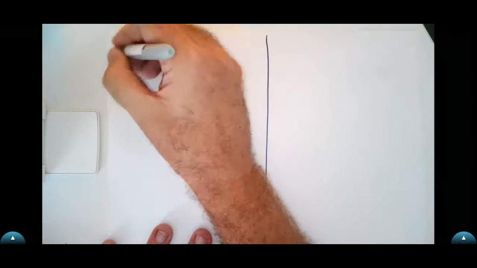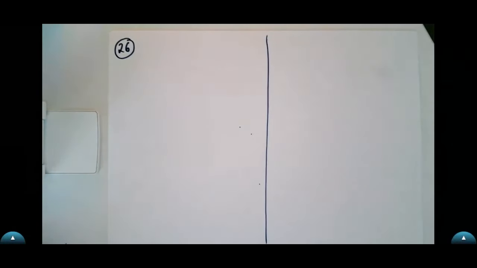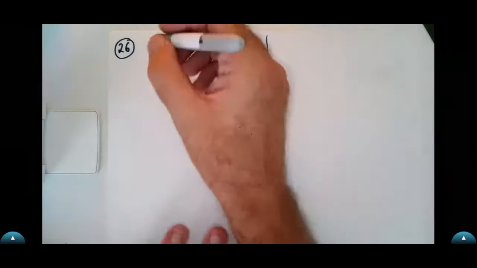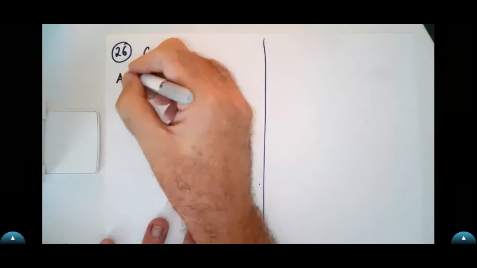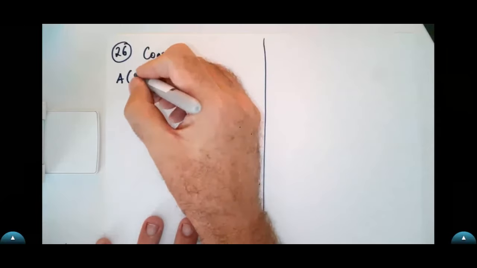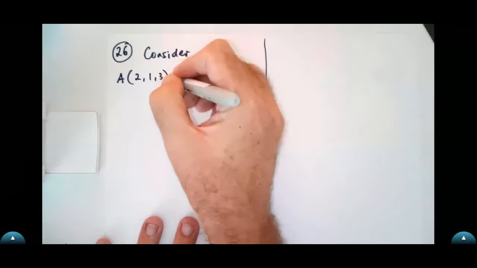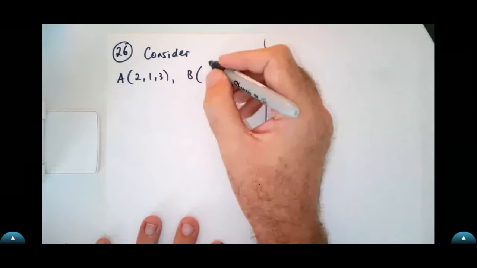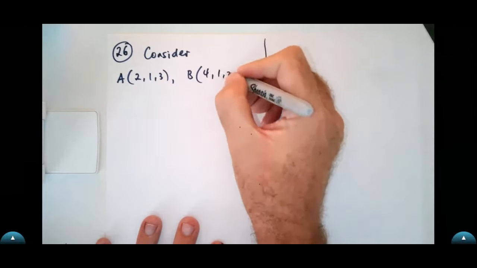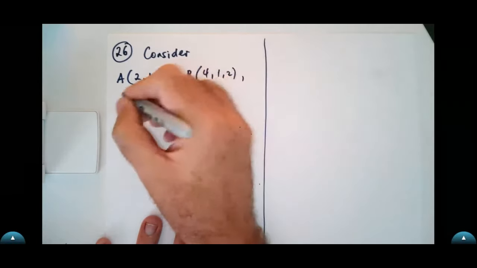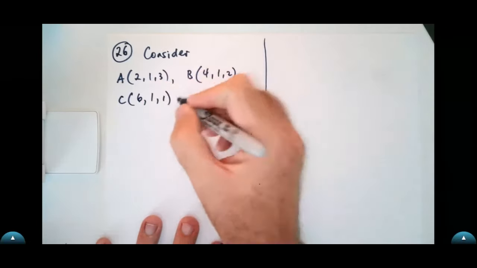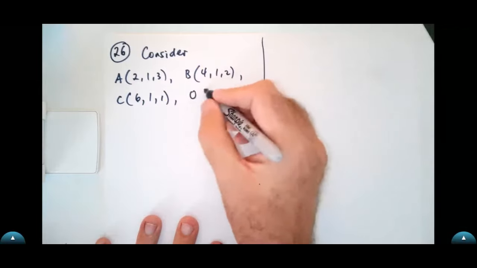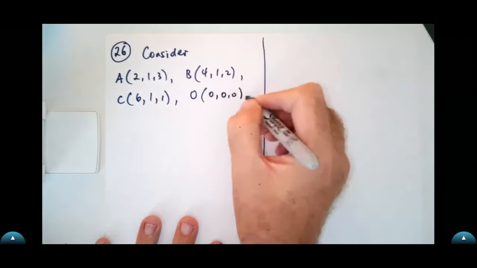So 26. Yeah, Marty, you're right. It would be a square. 2D all the way. So we've got 2, 1, 3. We've got 4, 1, 2. We've got 6, 1, 1. And we've got the origin, right? So that's an O. And I'm going to put little zeros in here.